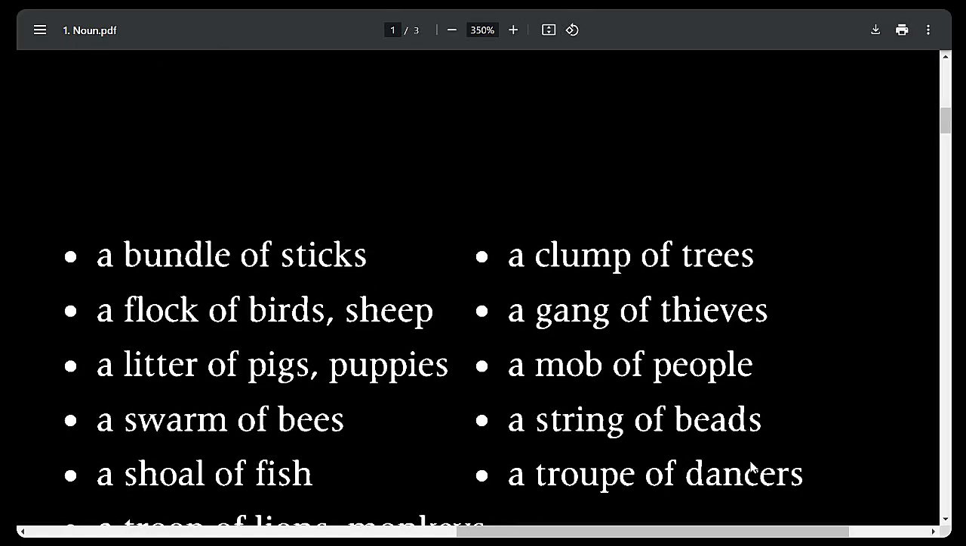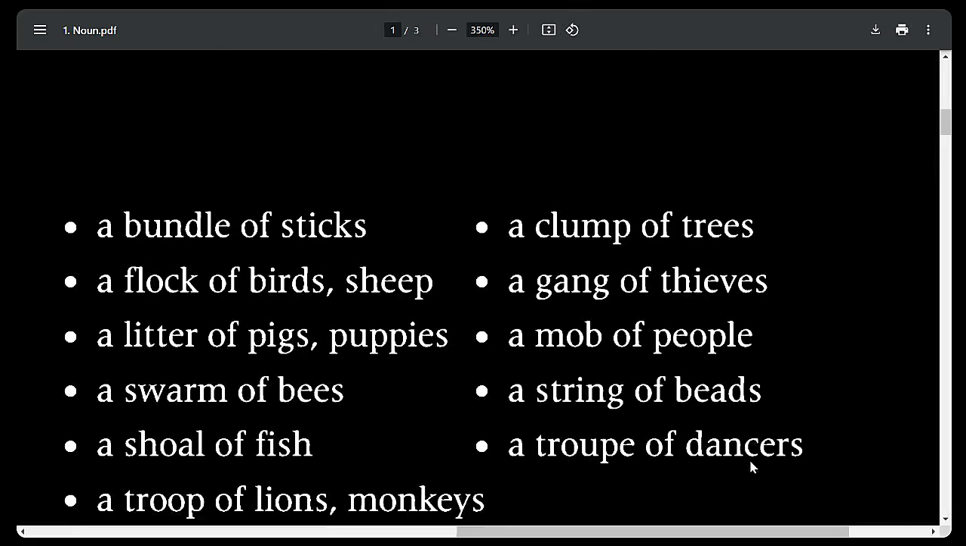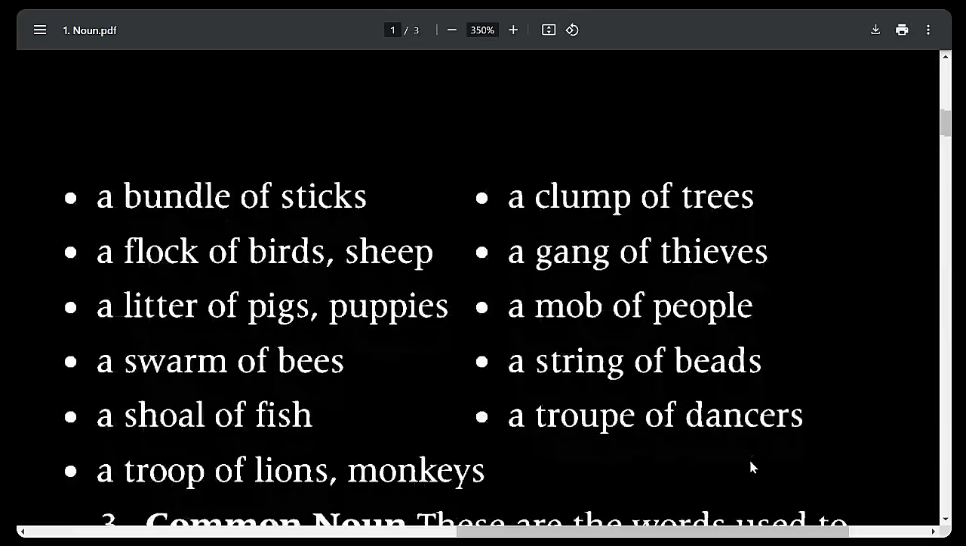A string of beads. A shoal of fish. For fish, we can use one more word, school. A school of fish also we can say. A troop of dancers. A troop of lions or a troop of monkeys. But for lions, we can call pride also. A pride of lions or a troop of monkeys.